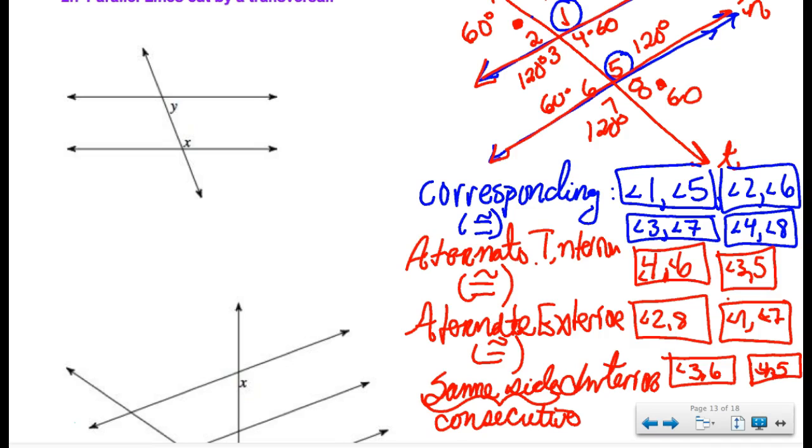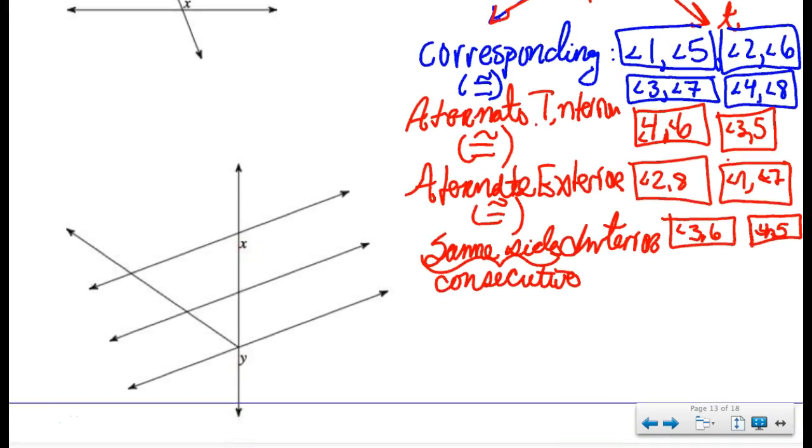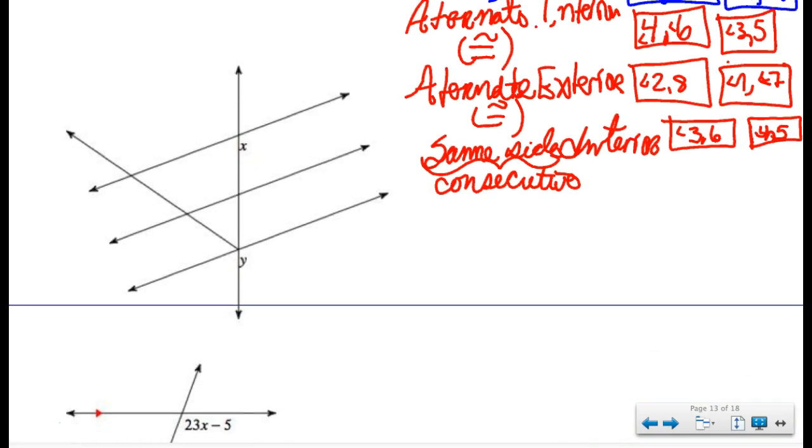These are not congruent. You can see that they add up to 180, so we say they're supplementary, and we're going to write add to 180 degrees. All right. So let's go over to this picture right over here.